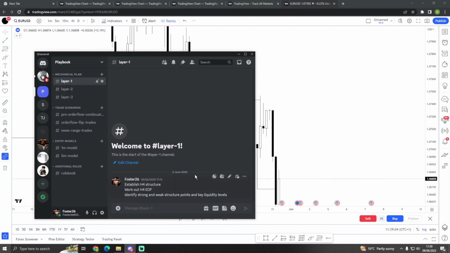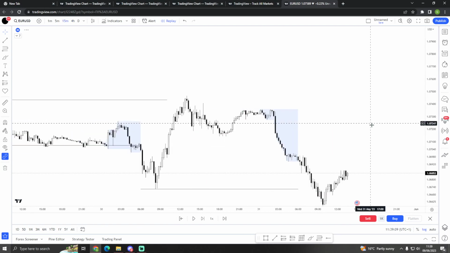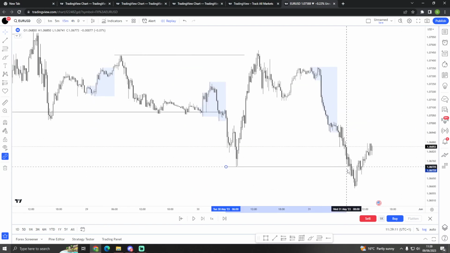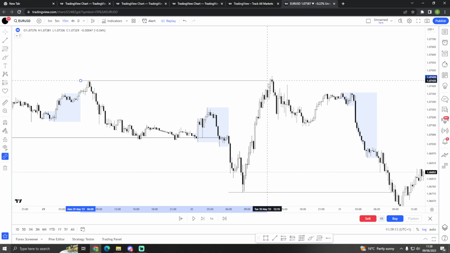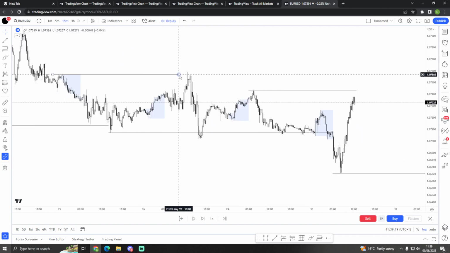Then layer 2 is still on the 4 hour. For layer 2, I dropped to the 15 minute. So I'll play price back so we can do this live. But what do we have on the 15 minute?